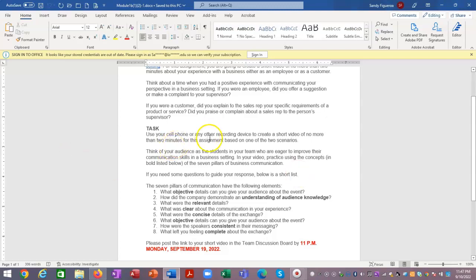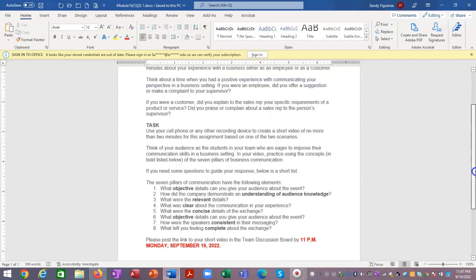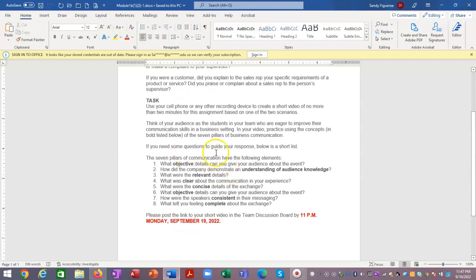So you're using your cell phone or any other recording device to create a short video of no more than 2 minutes for this assignment, based on one of the 2 scenarios that I gave you right here. Okay, this is what you're basing on, because you're going to say to me, well, what are we supposed to do? This is what you're supposed to do, okay? And if you need some questions to guide your response, below is a short list.